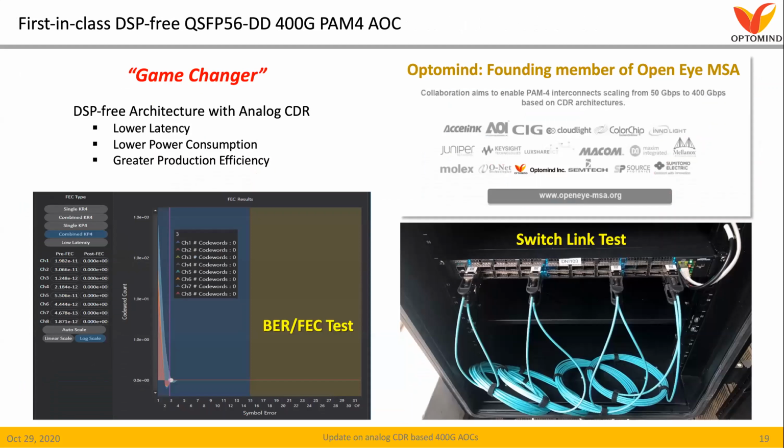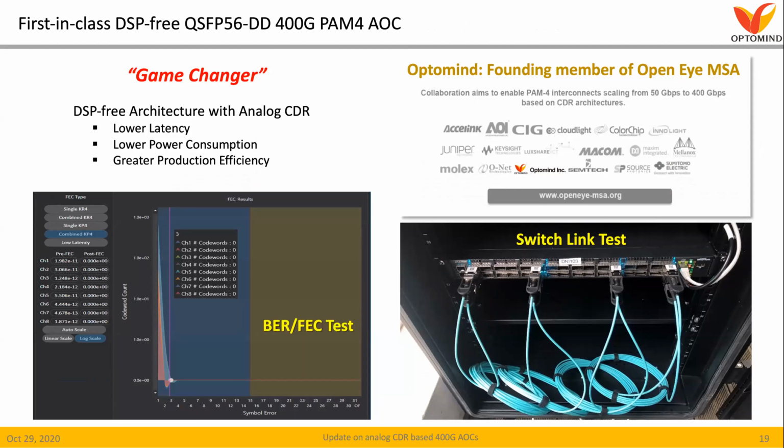I would like to announce our QSFP56DD 400G PAM4 AOC as first-in-class DSP-free product with a very good performance as shown in the presentation. We could make it as the game changer in PAM4 SR optics using analog CDR chipset solution.